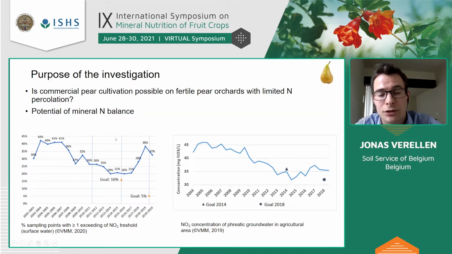To show that this research is relevant, 2 graphs about the nitrate concentration in the ground and surface water in Flanders are given. These 2 graphs show that water quality is deteriorating fast over the last years. So this shows that this research is really relevant.